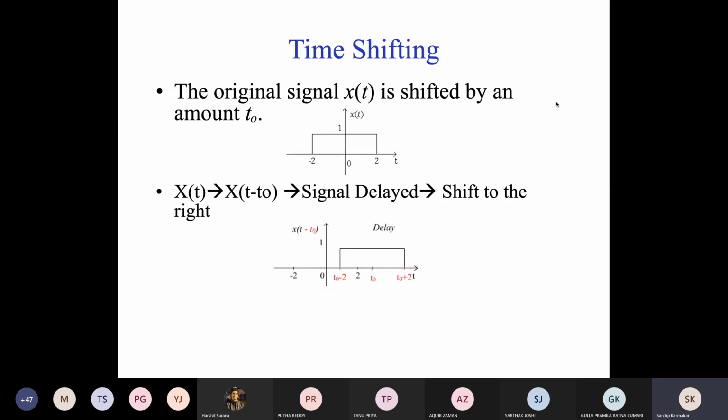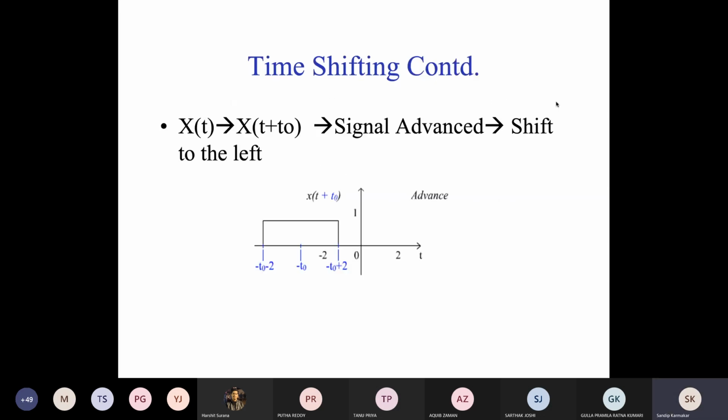It becomes x(t plus t0), so the signal is delayed and it is ultimately a shift to the right side. Now, if it is t plus t0, then the signal is advanced and a shift to the left is done.